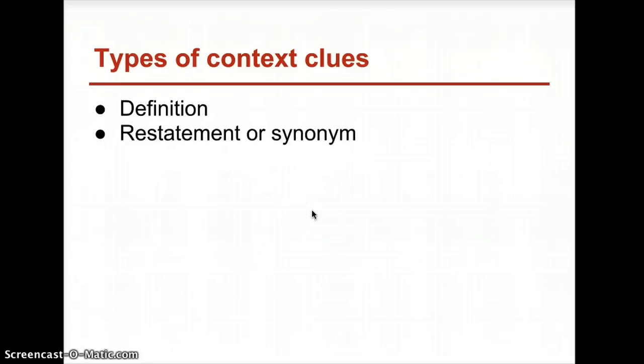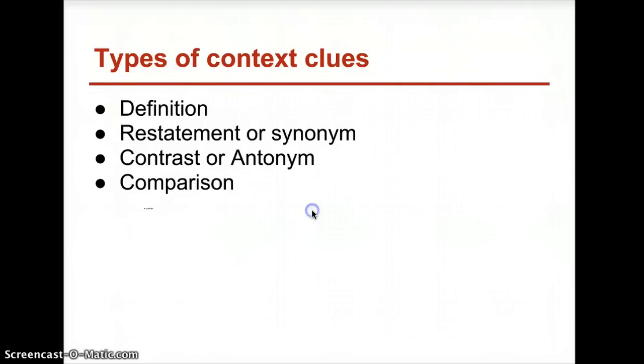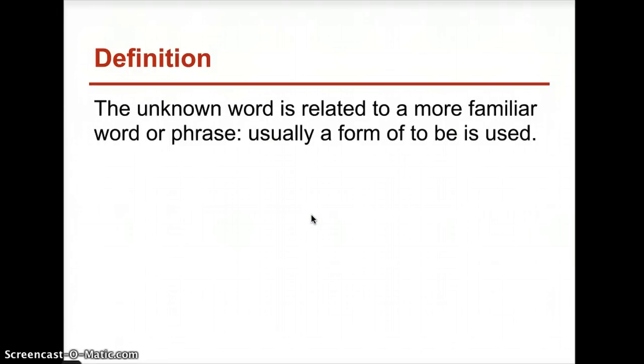There are different types of context clues that we will look at. There are those that are looked at by a definition, some that are a restatement or synonym, some that are contrast or antonym, some that look at comparisons, and some that use examples. So the first type we're going to look at tonight is called definitions. And this is where the unknown word is related to a more familiar word or phrase, and usually a form of to be is used.